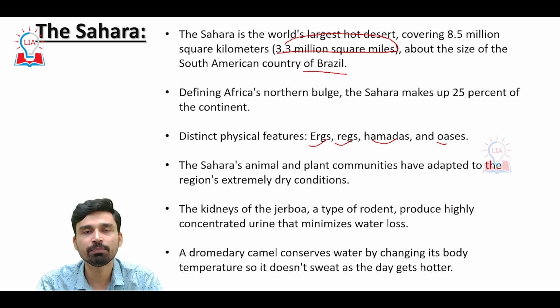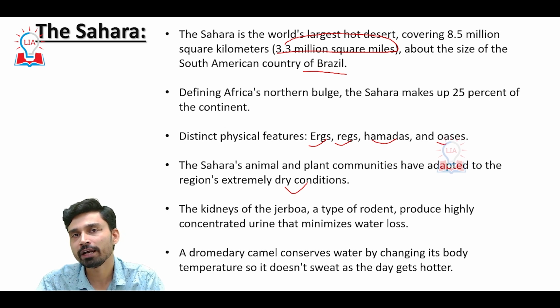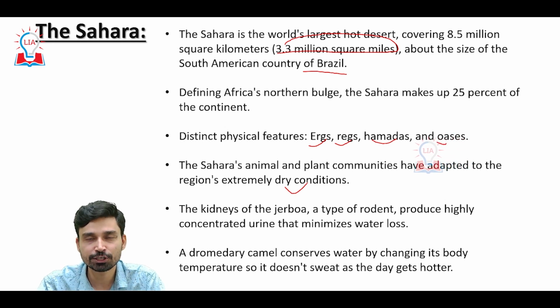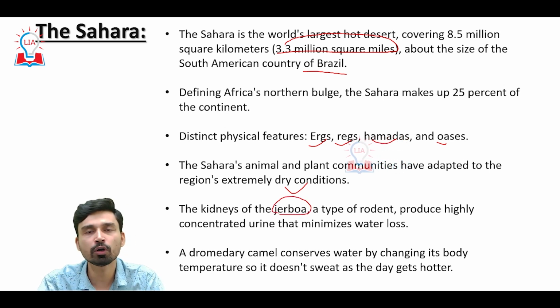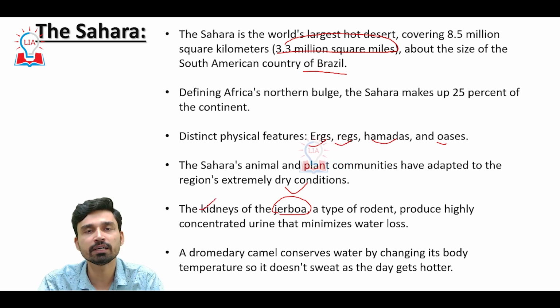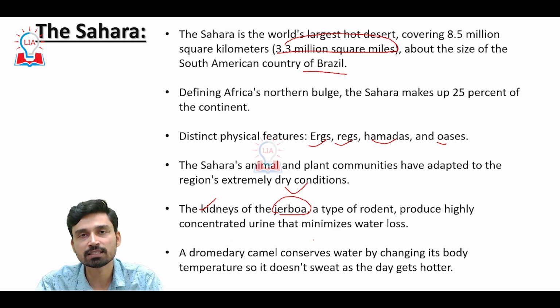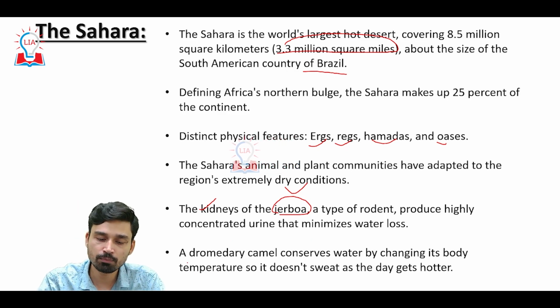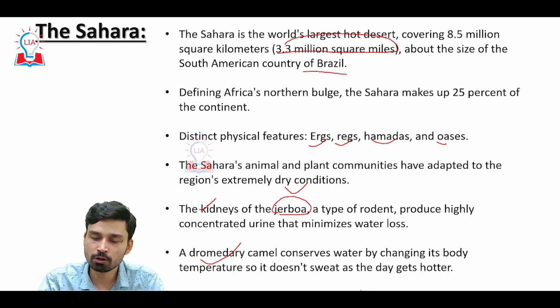They have basically adapted to the extremely dry condition of the given region, and that is why you'll find what you can call xerophytic vegetation, that is dryness-loving vegetation, in the Sahara region. For example, the jerboa is one such rodent that lives here, and the kidneys of the jerboa have adapted in such a way that they produce highly concentrated urine that minimizes water loss.